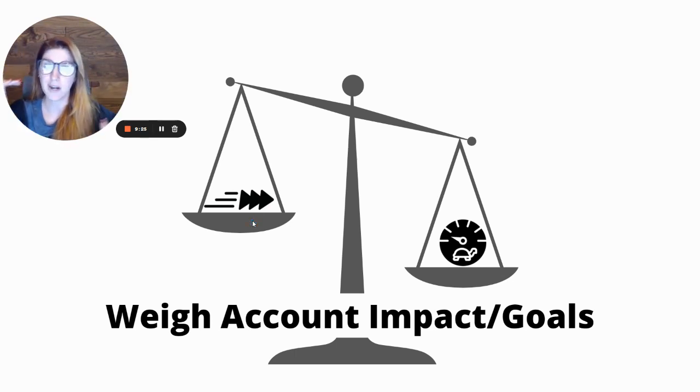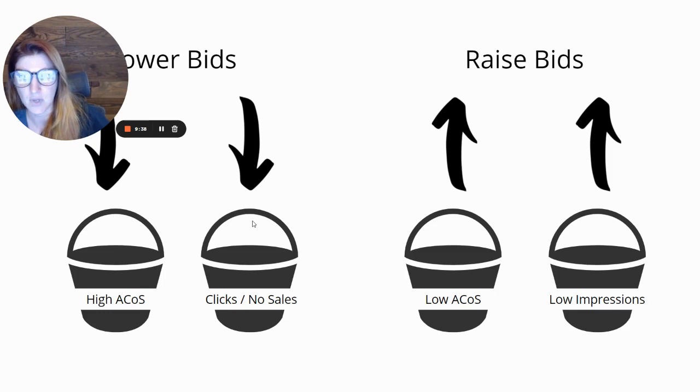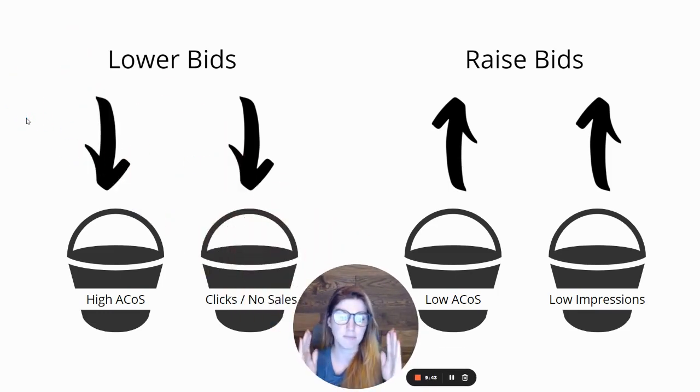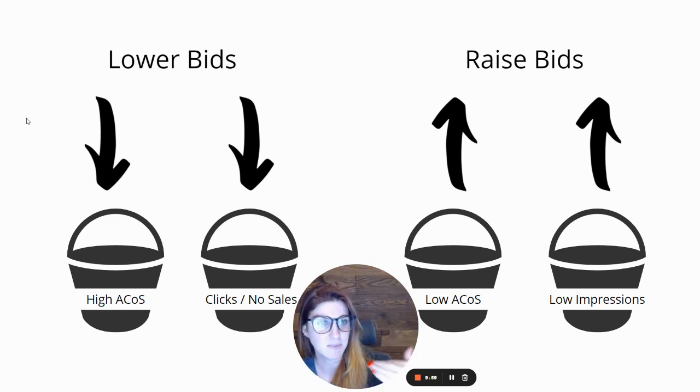So weighing where a keyword falls in its impact on the account will help us make good decisions when, again, factoring in the visibility and the market. All right, so we're still going to fall into these buckets, right? Any good bid algorithm, any good bid system is going to take a look at these factors. So it's going to say, do we have high ACoS? Do we have clicks with no sales? These bids need to be lower, again, to achieve specific targets. If we have a low ACoS or we have low impressions, these bids should probably be raised to, again, hit specific targets.